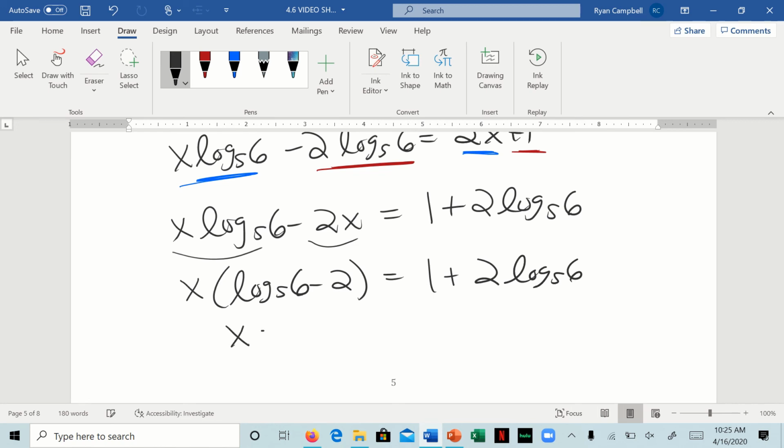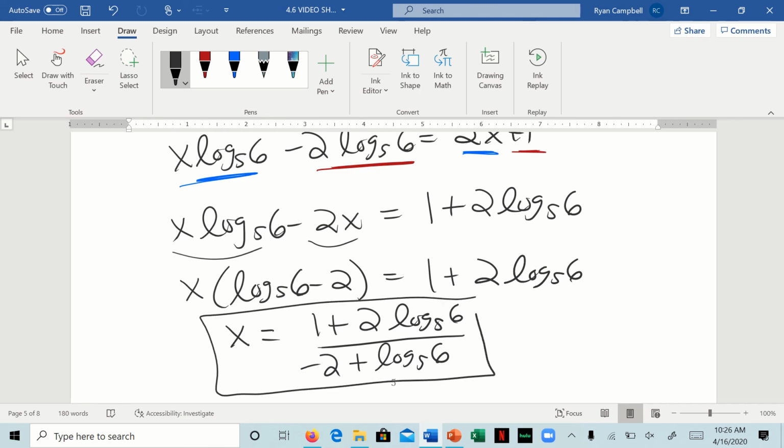And we can just divide, right? So x is 1 plus 2 log base 5 of 6 over log base 5 of 6 minus 2. I'm just going to put it in a different form so it looks a little better. So that's negative 2 plus log base 5 of 6. So this is also the correct answer.